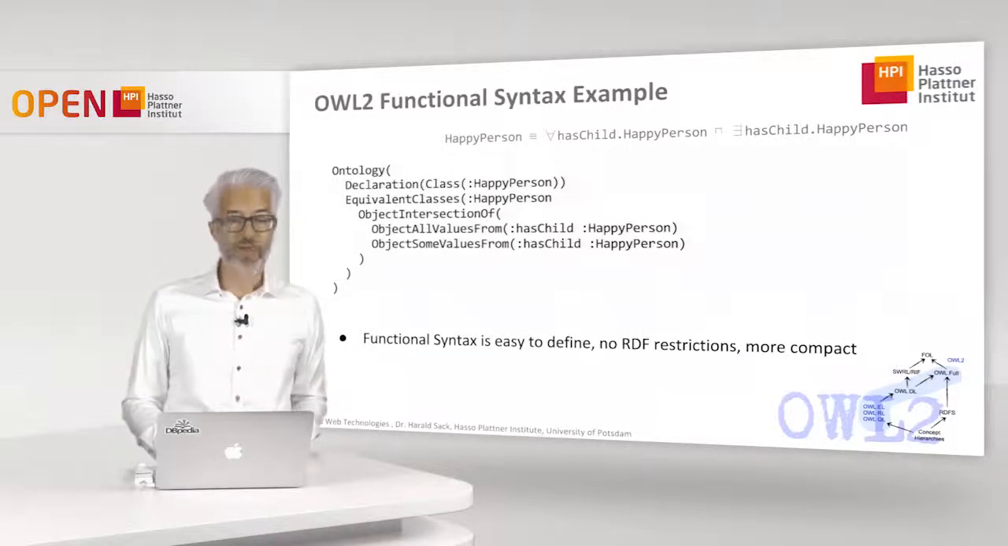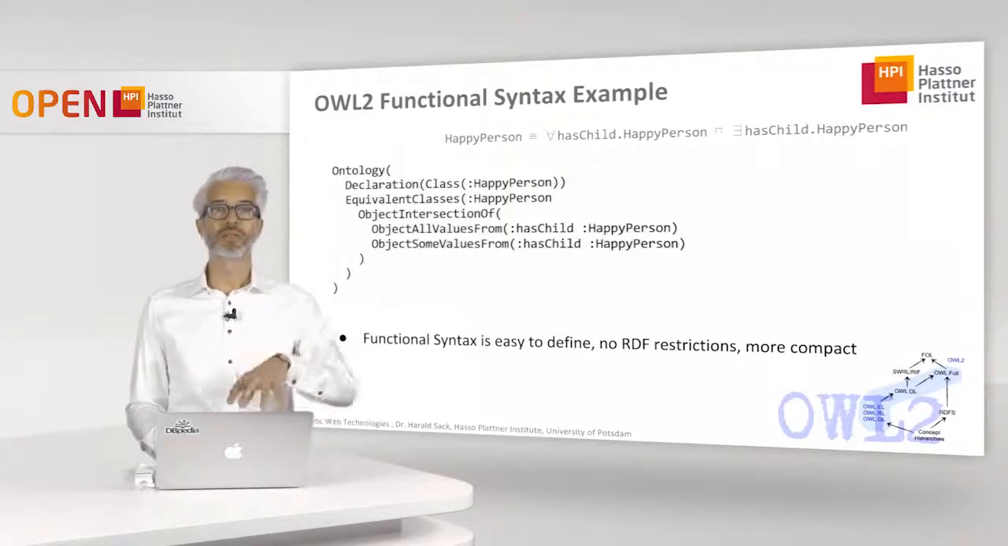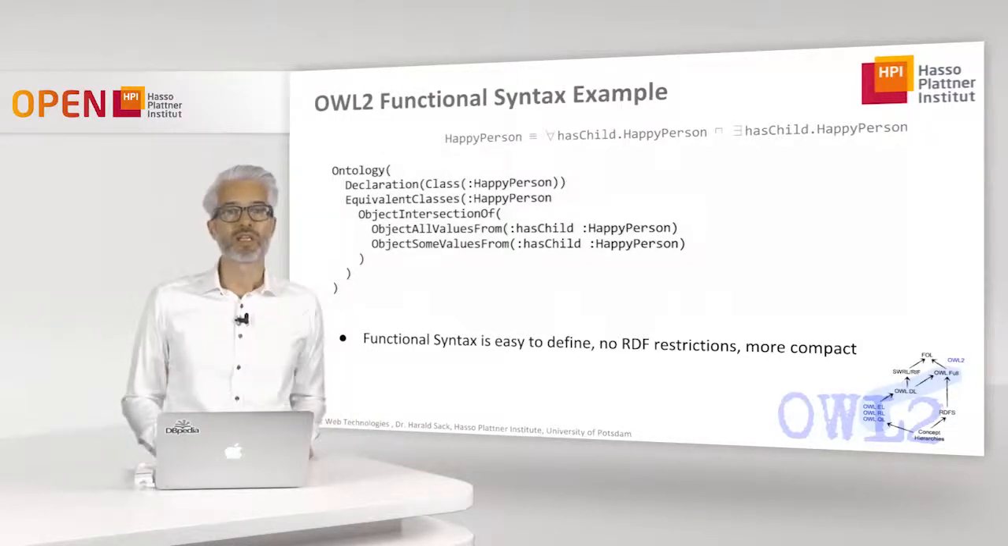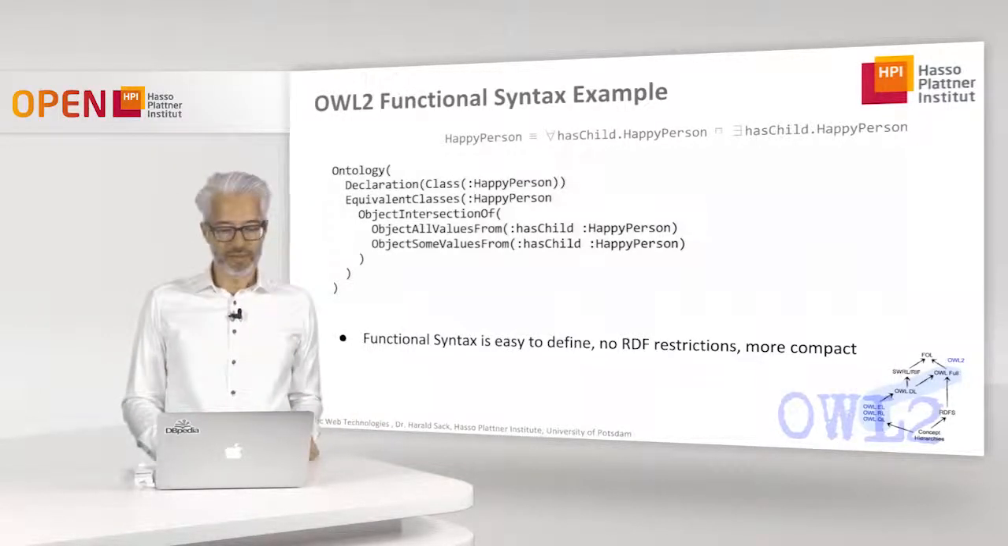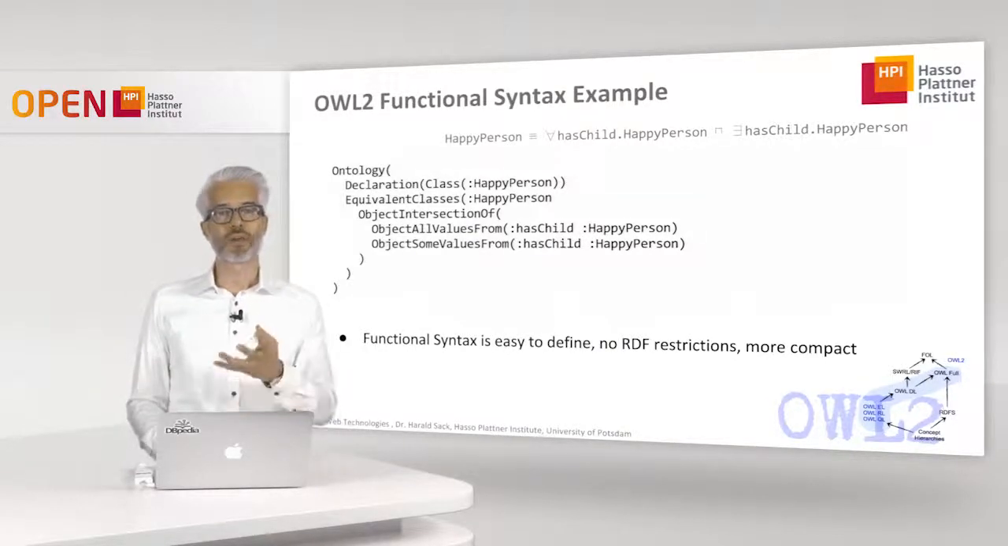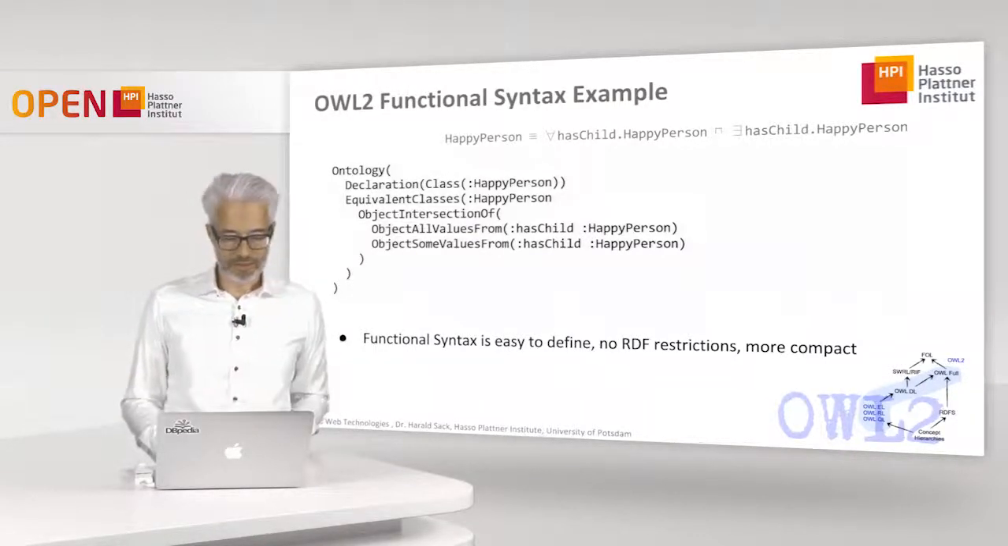So let's have a look at the functional syntax here. What I do here is define an ontology, and I use these usual braces, and then I define a class. So I have a declaration of a class HappyPerson, and then I define an equivalent class axiom. I say equivalent classes, and the first one is the HappyPerson class, and the second half is this conjunction. This is the object intersection of. So it's the intersection that you see here.